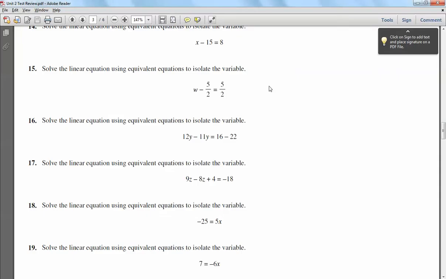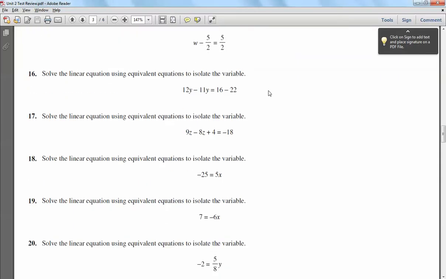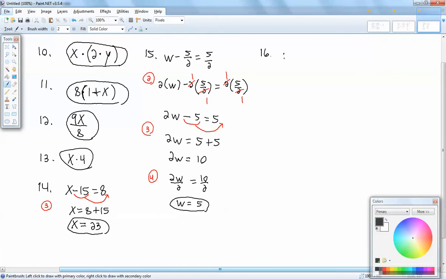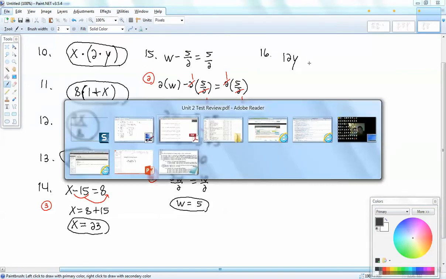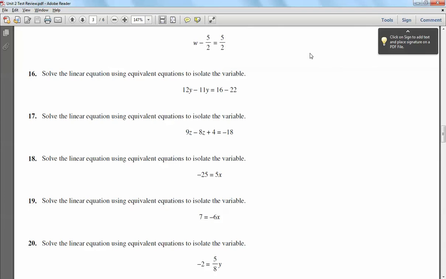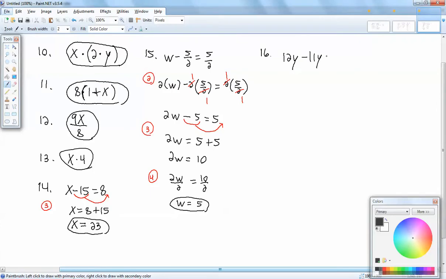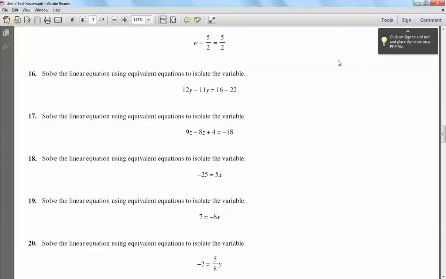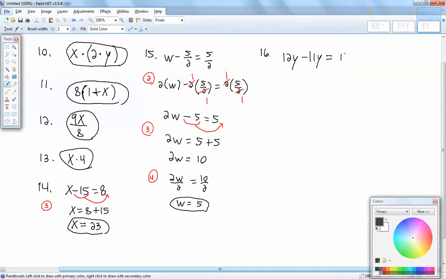Okay, number 16. Got 12y minus 11y equals 16 minus 22.